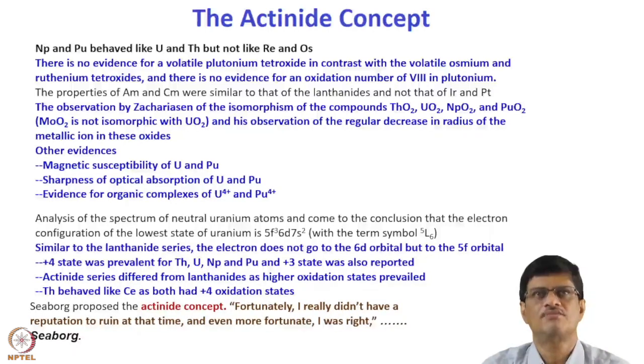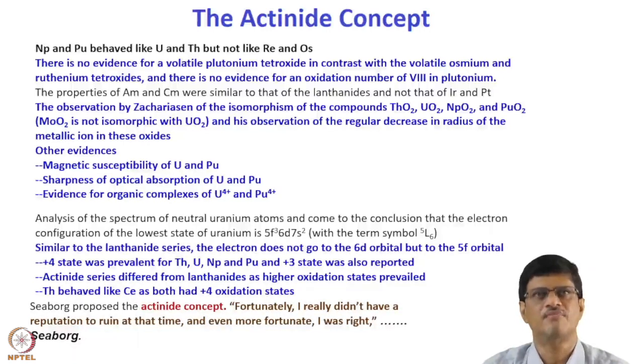The observation of Zachariasen of the isomorphism of the compounds thorium dioxide, uranium dioxide, neptunium dioxide and plutonium dioxide, and that uranium dioxide is not isomorphic to molybdenum dioxide, and his observation of the regular decrease in the radius of the metallic ion in these oxides, also suggested that this is a separate series similar to the lanthanide series.